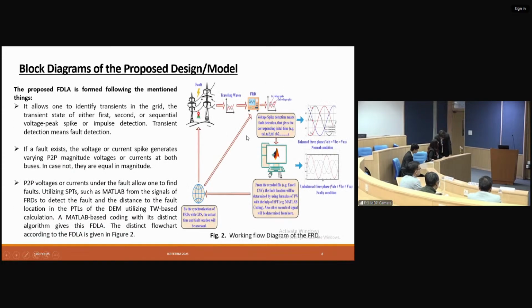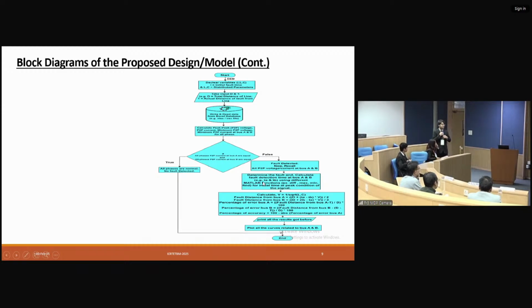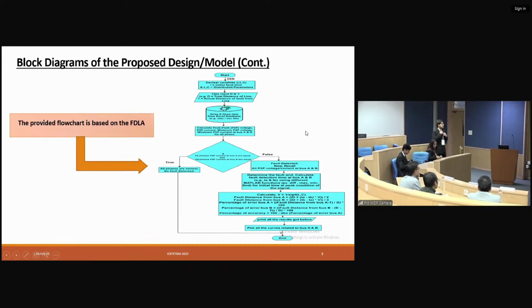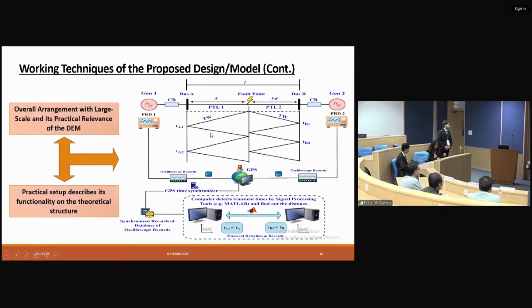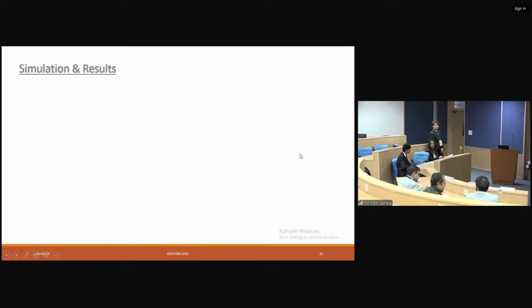This is the fault detection and localization algorithm. It is our main algorithm. It is used to detect the fault using signal processing tools like MATLAB. This is the flow chart of our work, and it is mainly based on the provided fault detection and localization algorithm. This is the overall arrangement, and the practical setup describes its functionality on the theoretical structure. It describes all the functionality and the arrangement of our work.